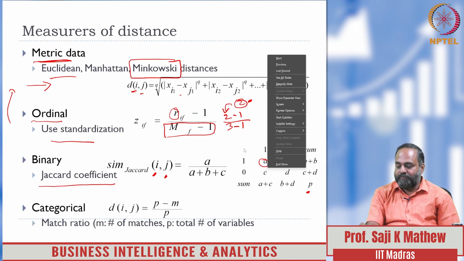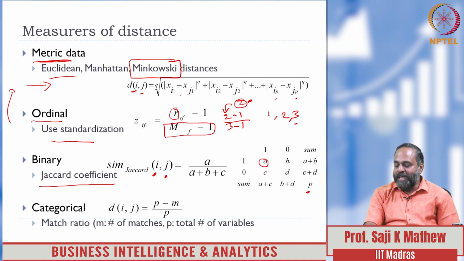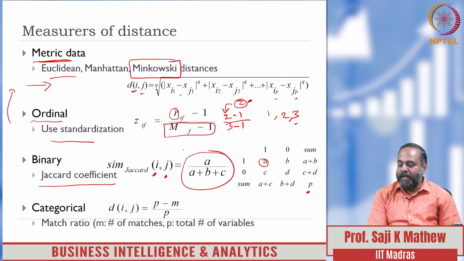When i is 1, j is 0, that is b. When i is 0, j is 1, that is c. When i is 0, j is 0, that is d. Each of them is counted, as you count the true positives and false positives and so on. And the Jaccard coefficient is defined by a divided by a plus b plus c, that is, the number of similarities in terms of ones. A plus b plus c does not make it p, it is less than p. What it has not considered is d.